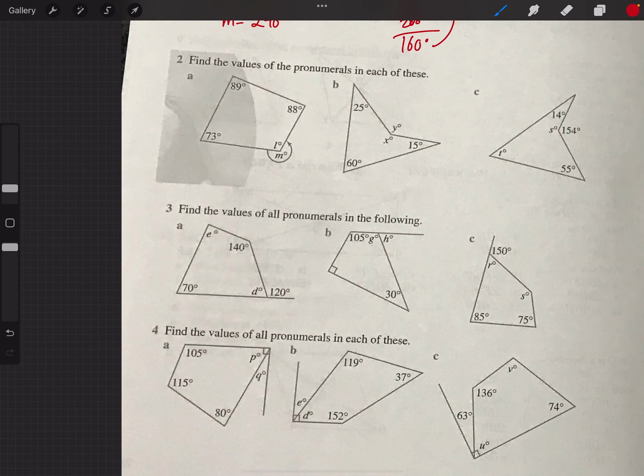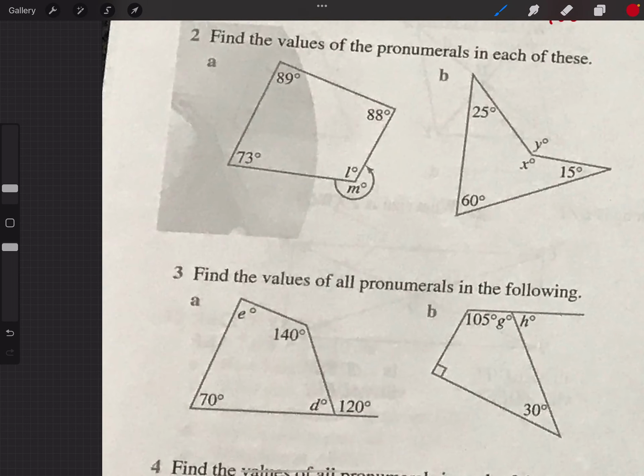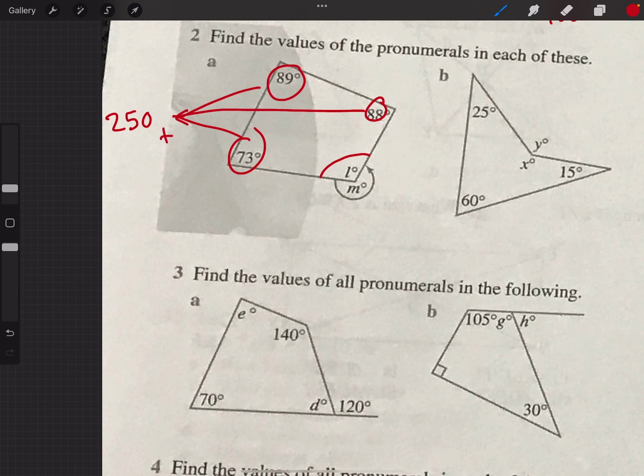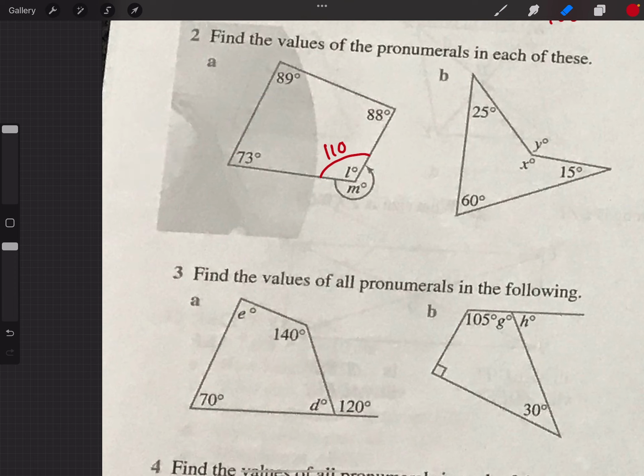Question 2. Find the values of the pronumeral in each of these. So L. I can work out L just by doing 73 plus 89 plus 88. These three angles will create 250. 250 plus L equals 360. So what's L? We just do 360 take away 250, and that's going to equal 110. So this would be 110. Now, the other one we want to find is the bottom one there, which is going to be, so these two angles, let me just rewrite that.